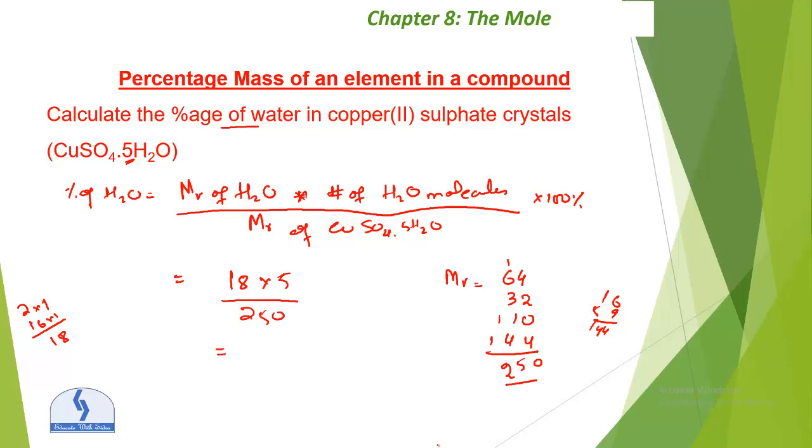Multiply by 100%. So what will be the answer? That will be 36% of water molecules. It means 36% of water molecules are present in the copper sulfate crystals. I hope you understand this formula. I hope you understand this numerical.